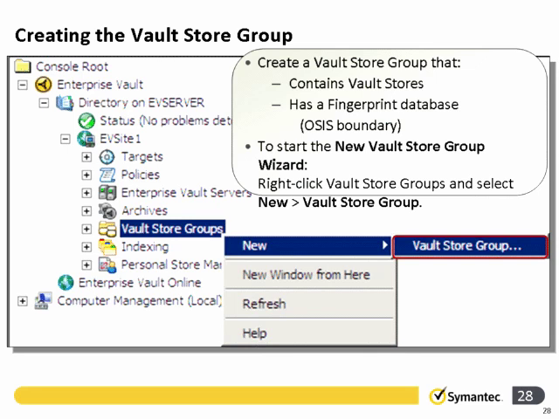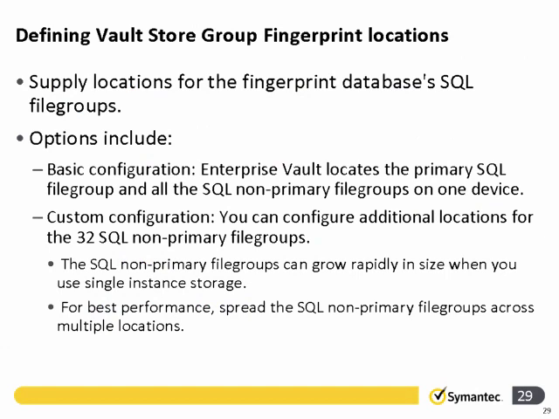When I create the new Vault Store group, as a reminder, it will contain the Vault Stores. It will create a fingerprint database, which is going to be determining whether or not a particular item is a duplicate. So that's going to determine how I'm going to share items and which items I can share, which gets us our single instance storage boundary concept. Now, for defining the Vault Store group fingerprint locations, you need to specify a physical SQL Server where they're going to be. You also need to go through and specify where the database file and the transaction logs are going to be located as well.